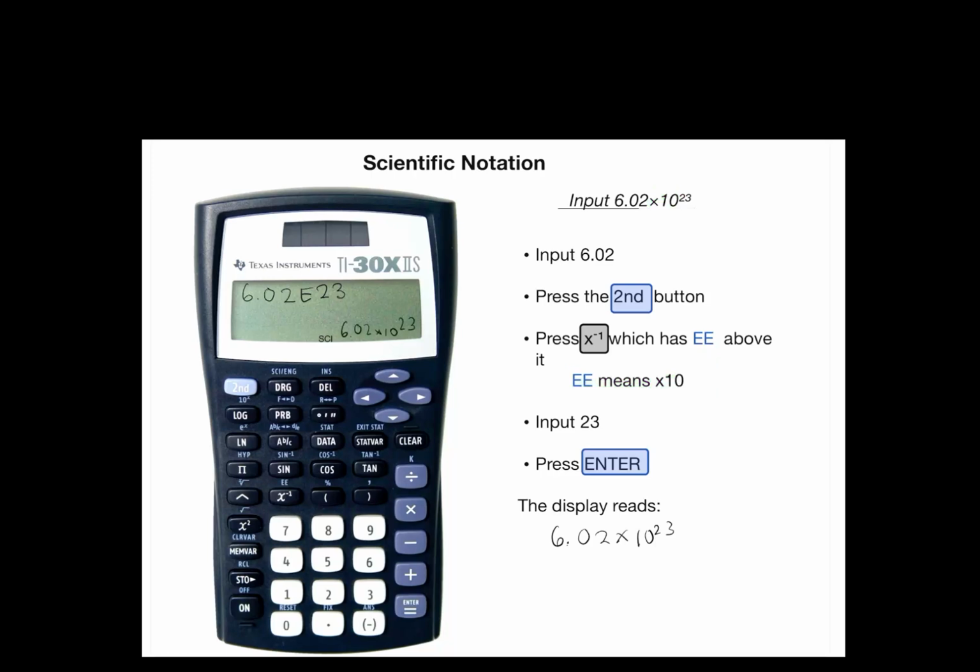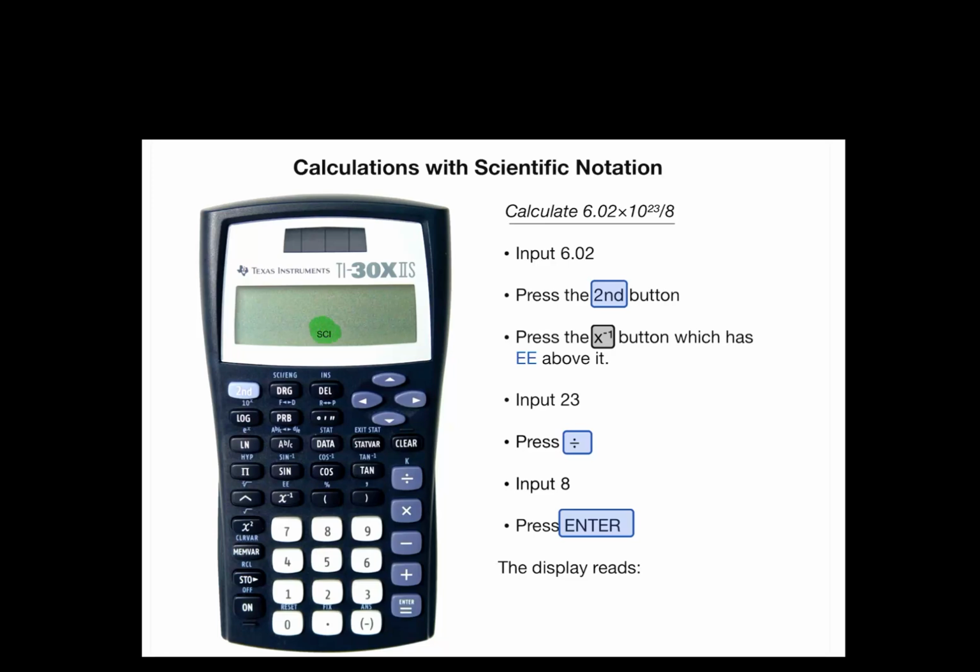Now that inputting numbers in scientific notation has been demonstrated, next I will demonstrate calculations with scientific notation. Notice that the calculator is in SCI mode, and I'm not showing the DEG that appears on the calculator usually. I want to calculate 6.02 times 10 to the 23rd divided by 8. This is how I'll input it into the calculator. First, I will input 6.02. Next, I will input the second button.